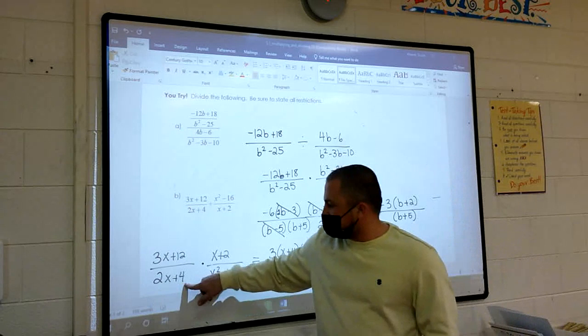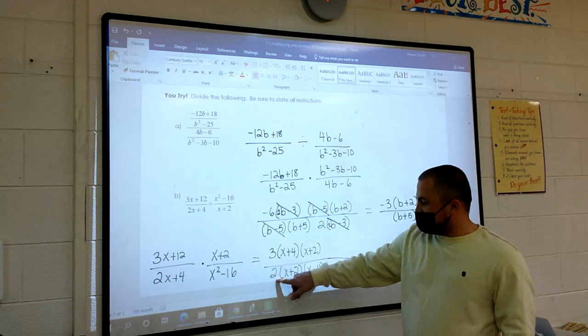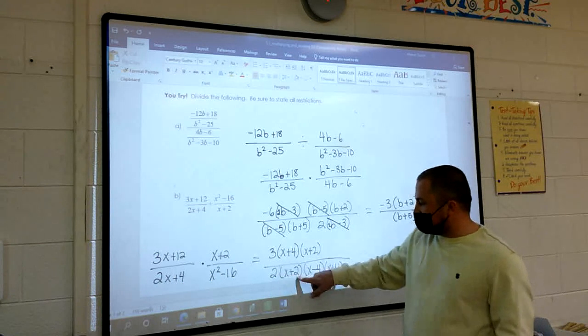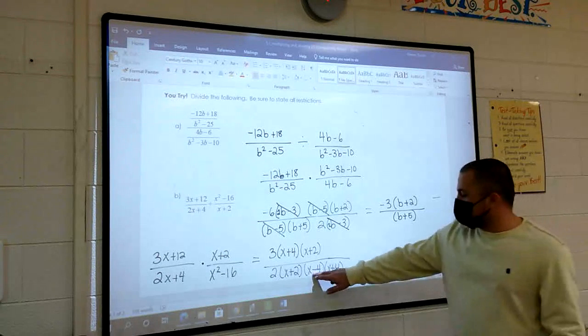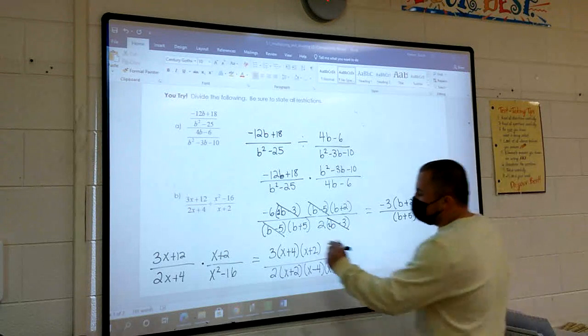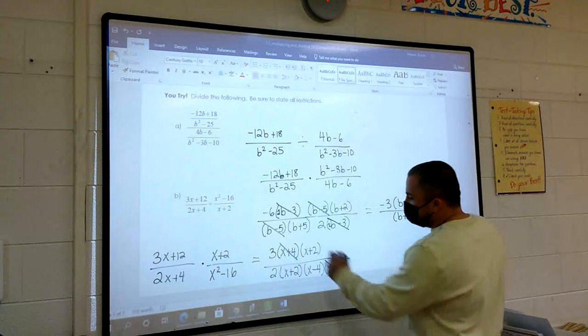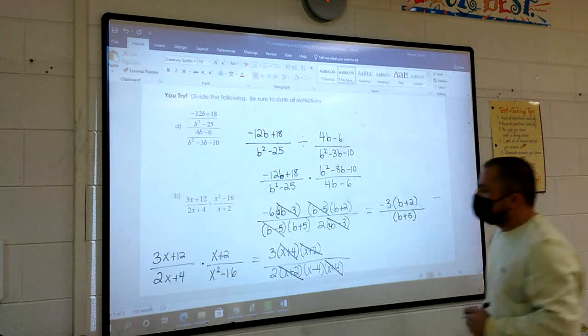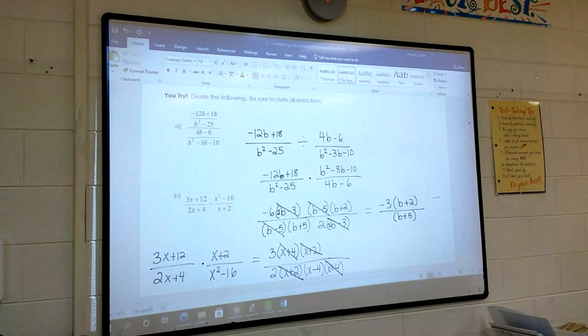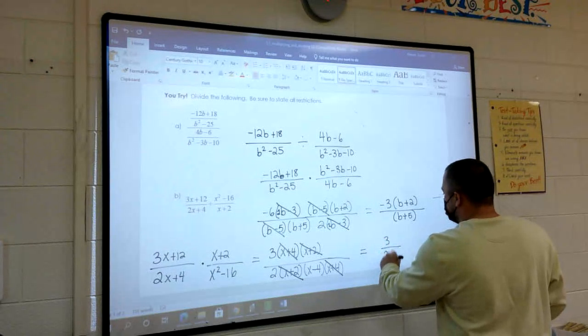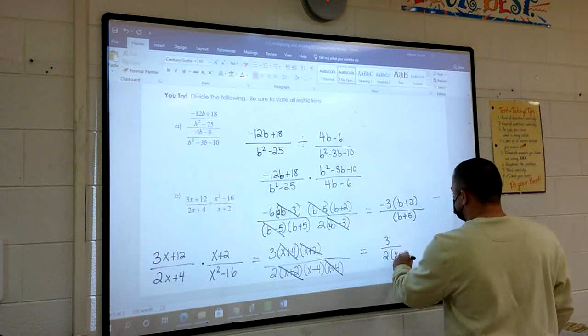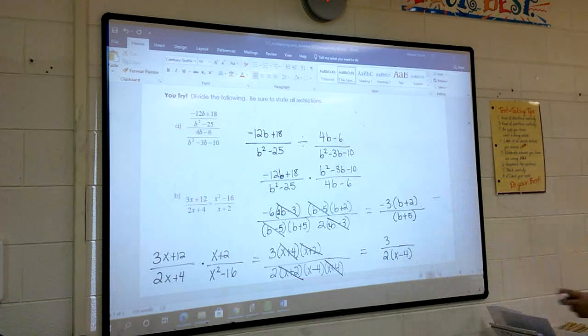2x plus 4, I can take out a 2, and 2x divided by 2 is x, and 4 divided by 2 is 2. And then x squared minus 16 is the difference of squares. So the square root of 16 is 4, so I can do an x minus 4 and an x plus 4. So now the x plus 4s will cancel out, and the x plus 2s will cancel out. 3 over 2 I can't simplify, so I have to leave that, okay? So it's 3 over 2, and then x minus 4. And that would be my final answer for the division problem.